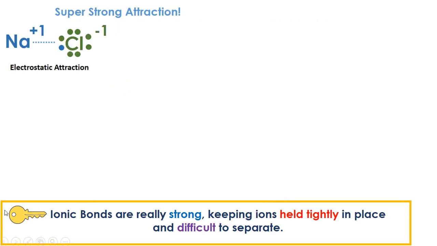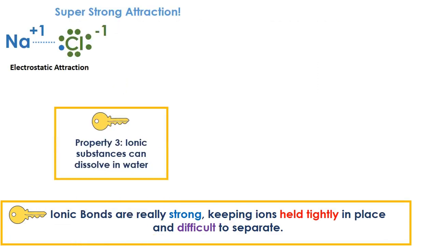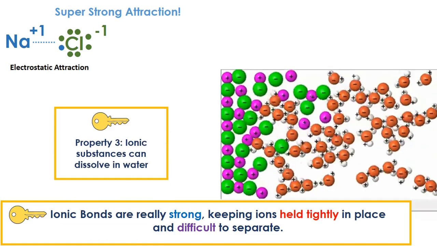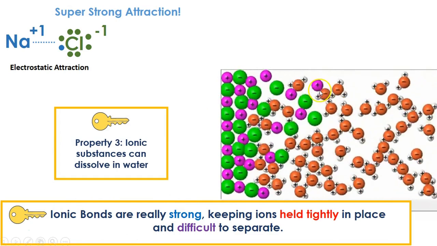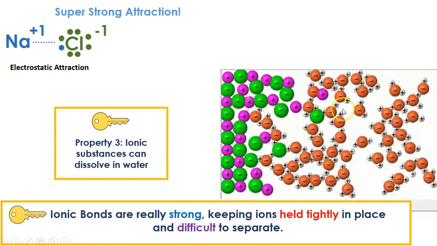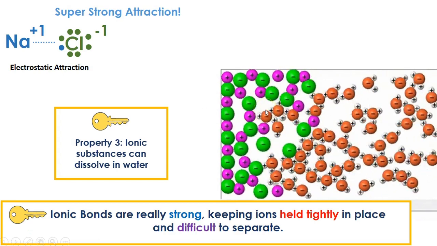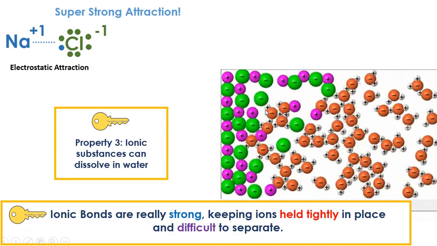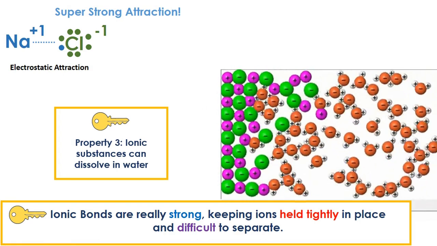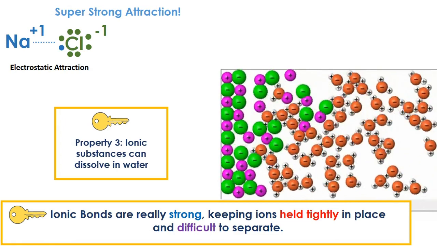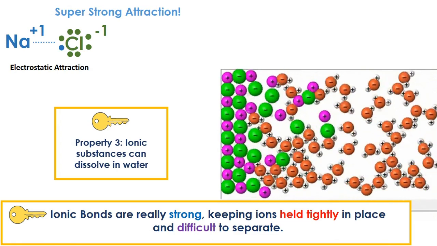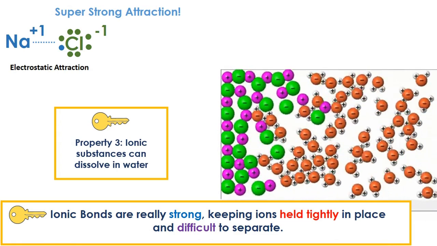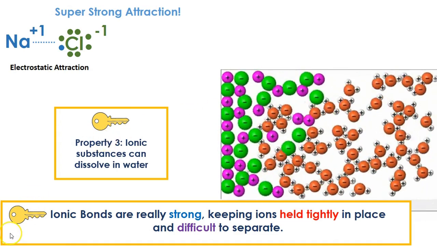Another property that relates to ionic substances is that they can dissolve in water. This is an animation of our sodium chloride ions, and you can see that a water molecule is coming in and actually pulling these ions away. They are very strong and held tightly in place in the solid form, but once water comes into play, these ionic substances will dissolve in water.